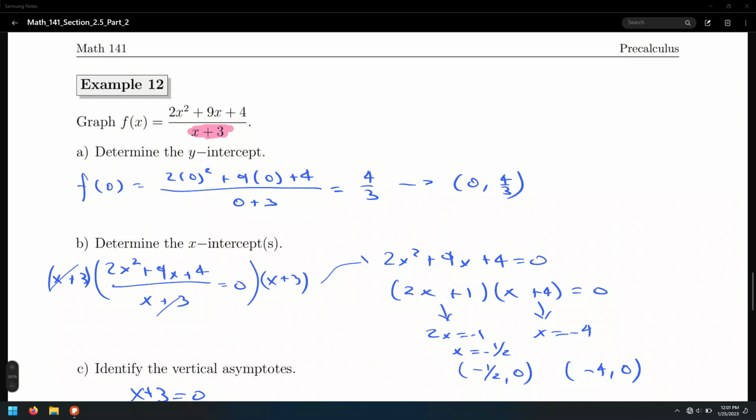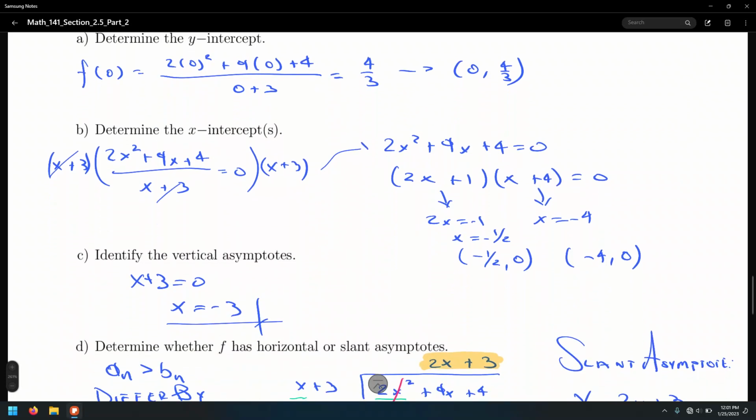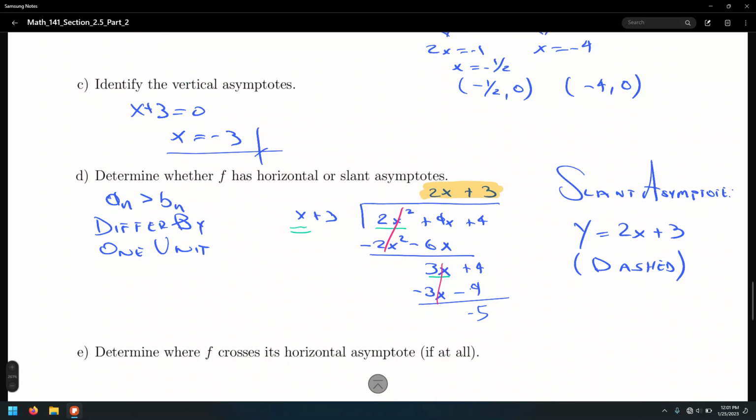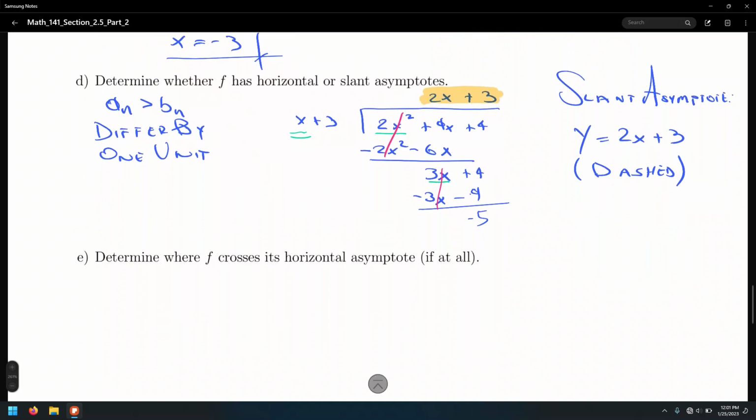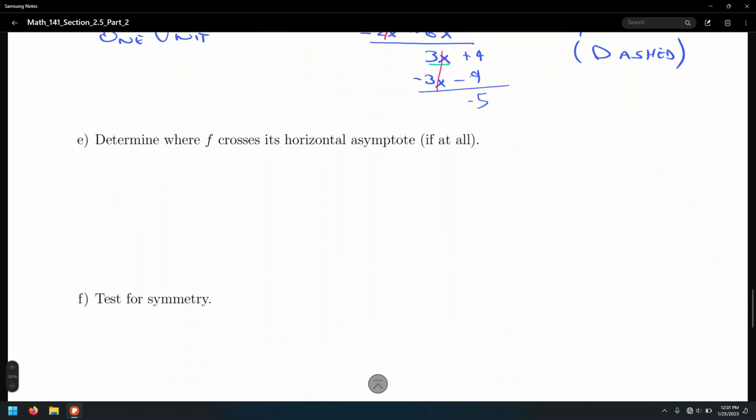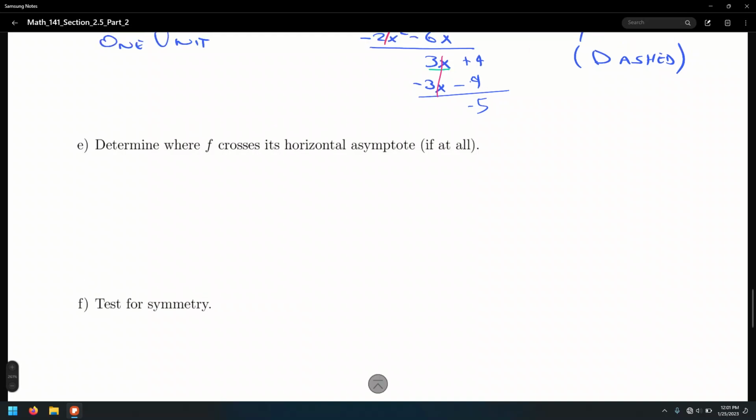Point where we found the y-intercept, the x-intercept, vertical asymptotes, which in this case it's only one. Horizontal or slant asymptote, in this case we got that we had our slant asymptote. And now they're asking us whether the function, or rather the graph of the function, crosses its own horizontal asymptote.